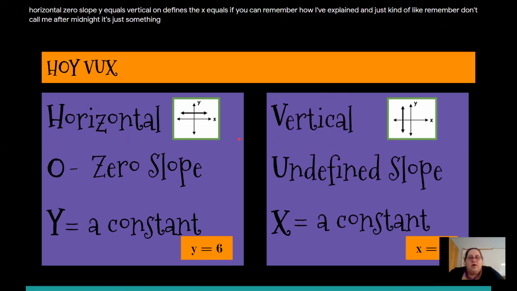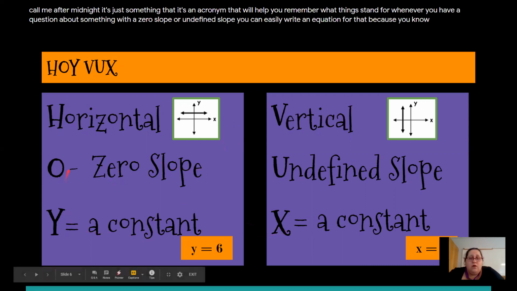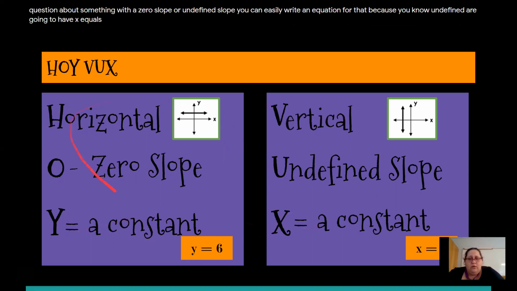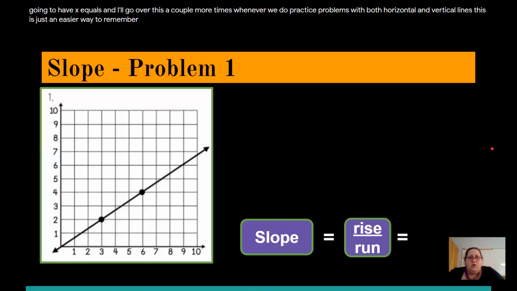It's just an acronym that'll help you remember what things stand for. Whenever you have a question about something with a zero slope or an undefined slope, you can easily write an equation for them because you know zero, you're going to have y equals, undefined, you're going to have x equals. And we'll go over this a couple more times whenever we do practice problems with horizontal or vertical lines. And this is just an easier way to remember.